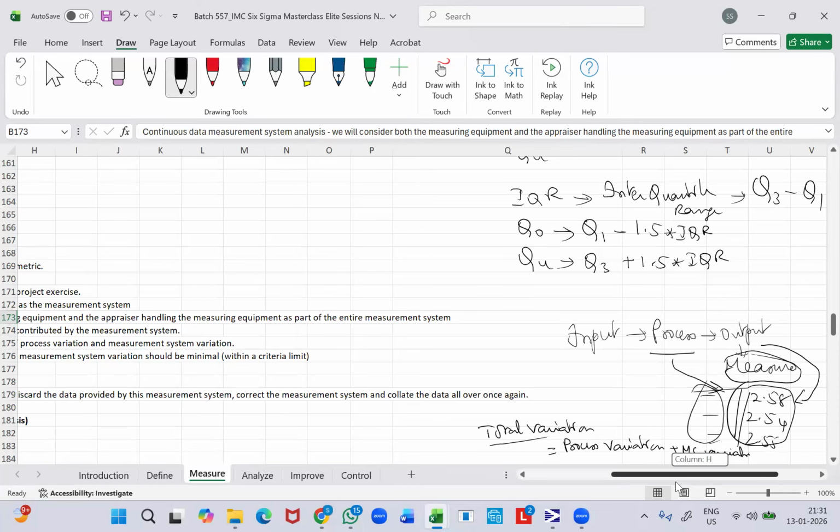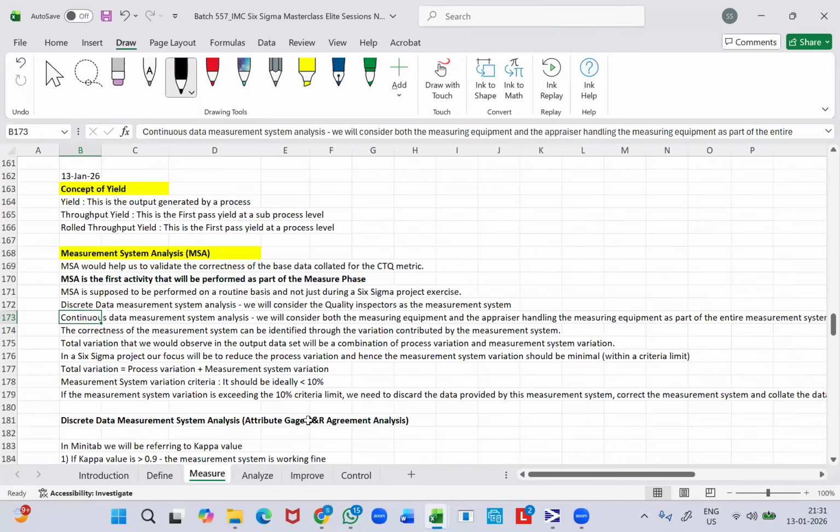So the variation contributed by the measurement system should ideally be less than 10%. If you find the measurement system variation to be more than 10%, then we need to infer that the measurement system is not working fine. There is some fault with the measurement system, and we need to correct it and collate the data all over again. That is what I have written here.